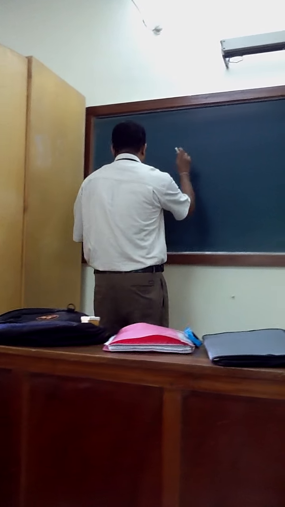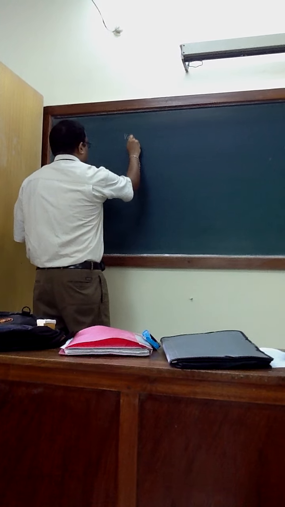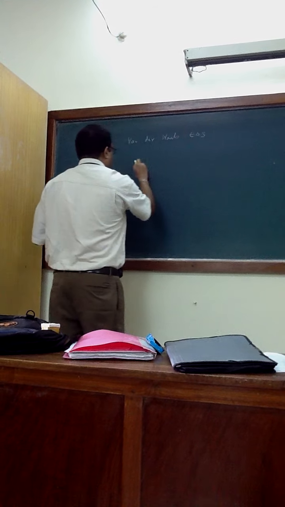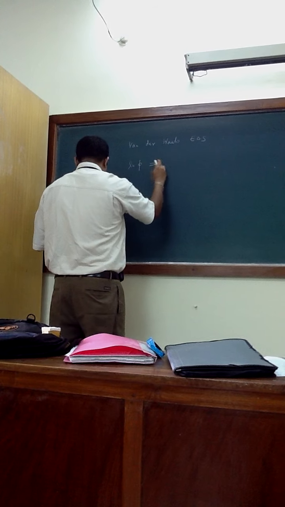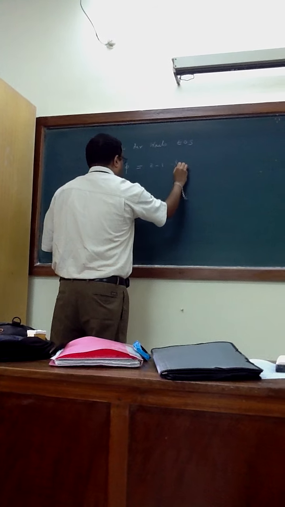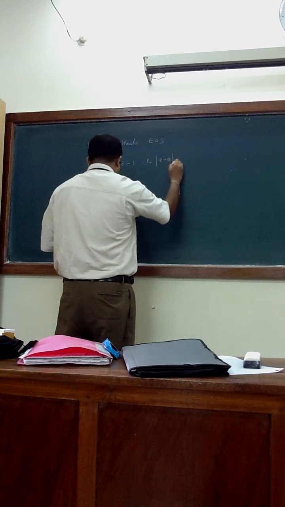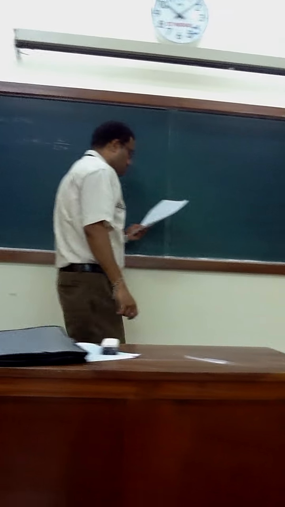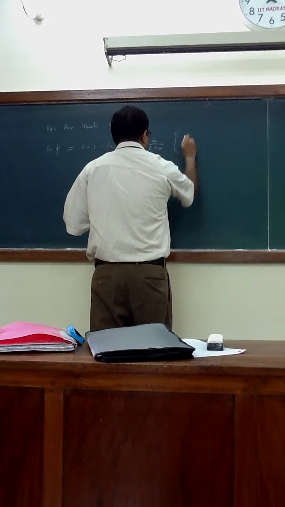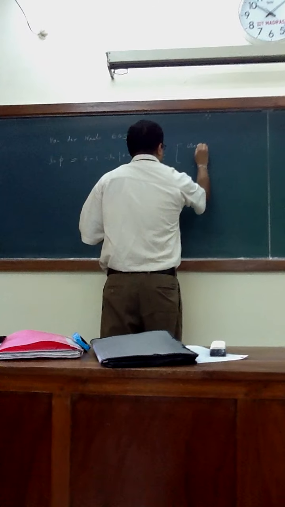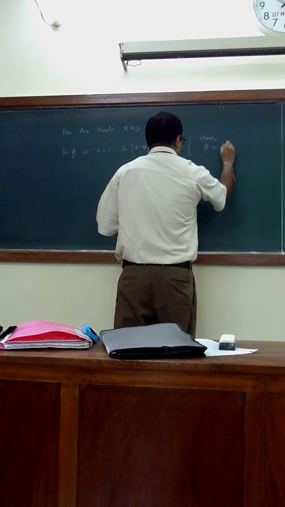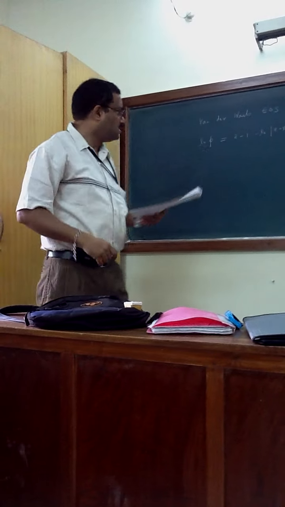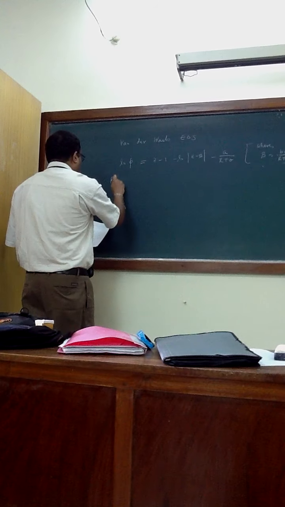Okay, so for the van der Waals equation of state, we have ln phi, which is z minus 1 minus ln mod z minus b, minus a by RT, where capital B equals bP by RT. Similarly, you can have Redlich-Kwong, RK.